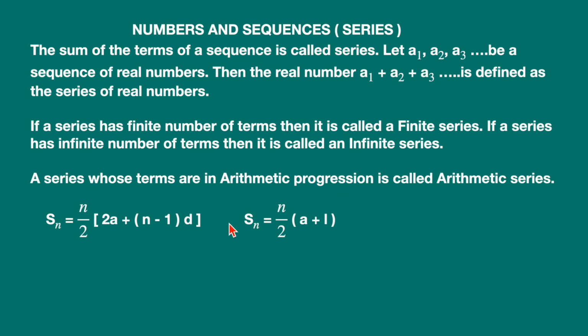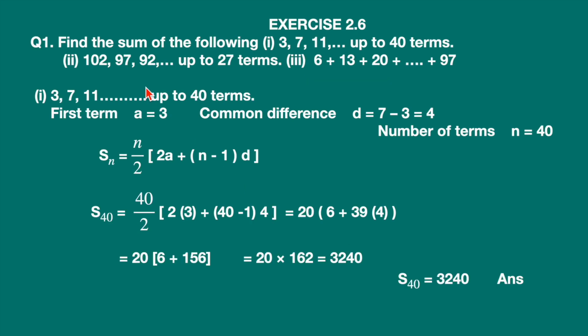The sum of the first n terms of an arithmetic progression is given by these two formulas. If it is infinite, then we have to use this formula. Infinite means there will be dots like this. That means Sn is equal to n upon 2 into 2a plus n minus 1 d. If it is a finite arithmetic progression, that means it will have a last term L, then we should use this formula: Sn is equal to n upon 2 into a plus L. Very simple. Let's go to the exercise.